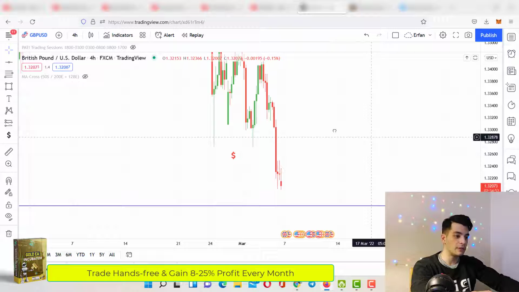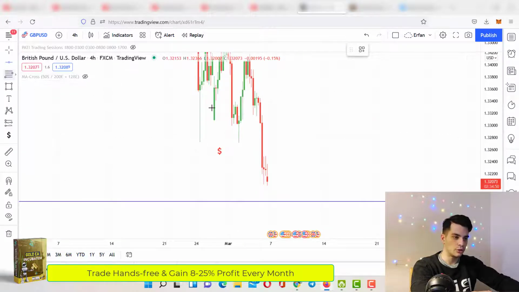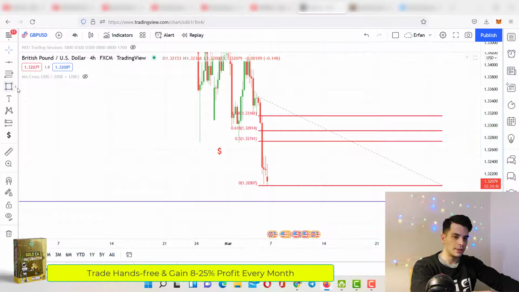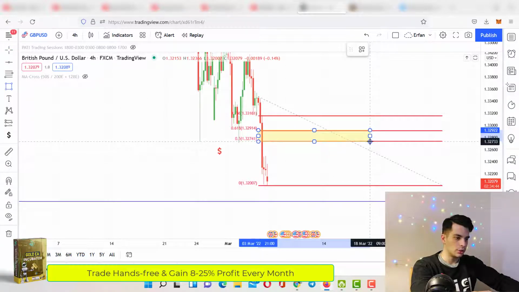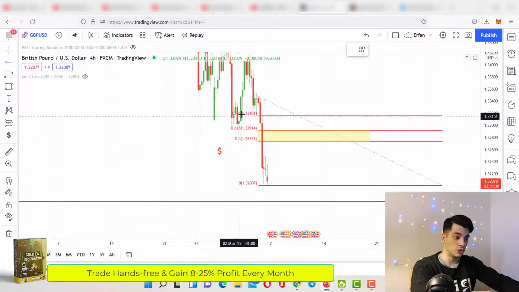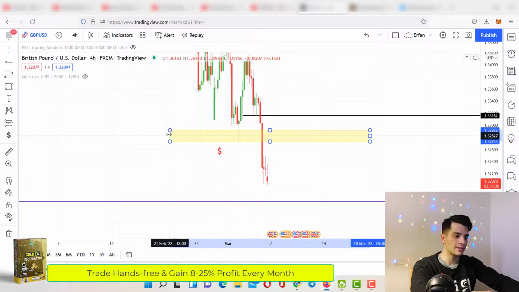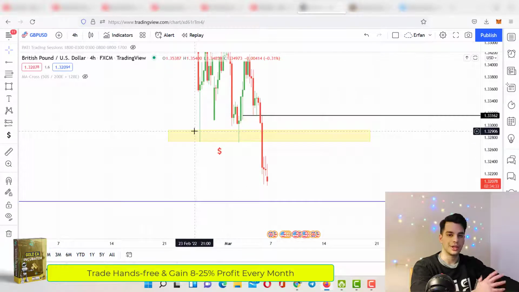So I'm going to use my Fibonacci level, and then I'm going to draw it from here all the way to here. And this is our golden zone. So this is exactly our golden zone, and this is our 70% level, which could be super important sometimes. And if I extend this level, you'll see that this is our kind of resistance level.